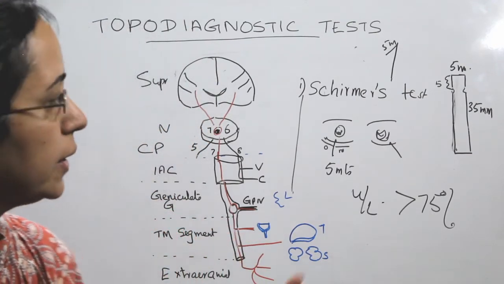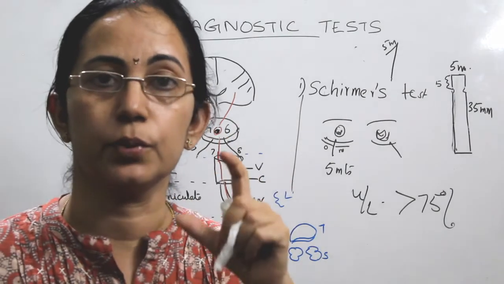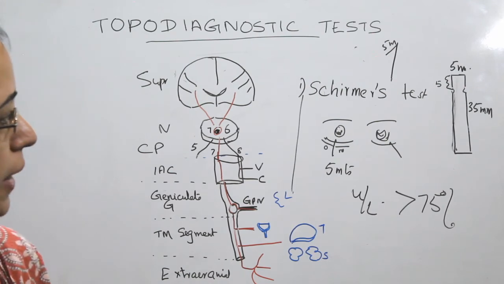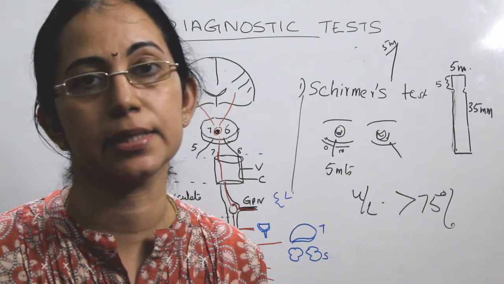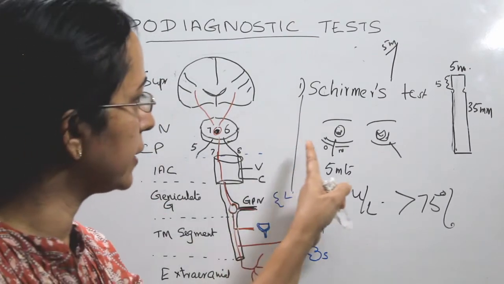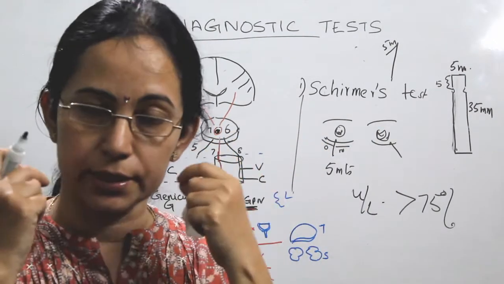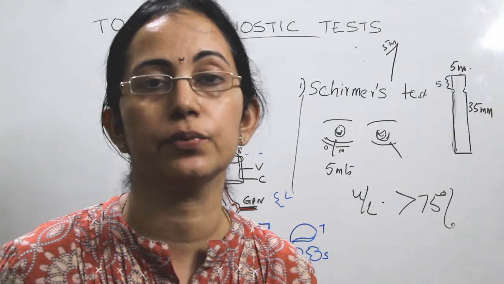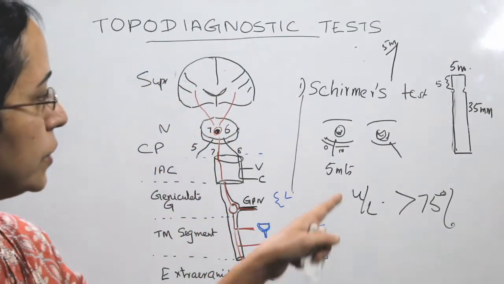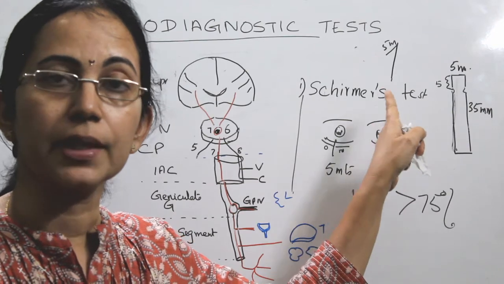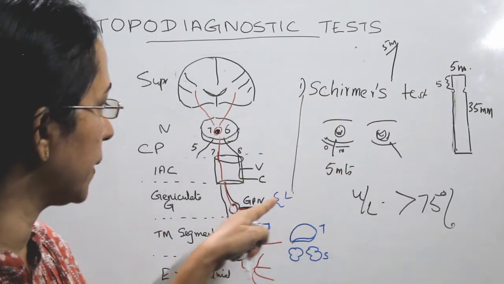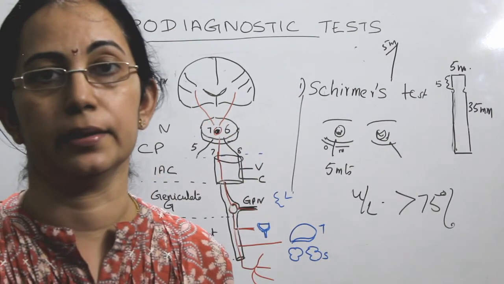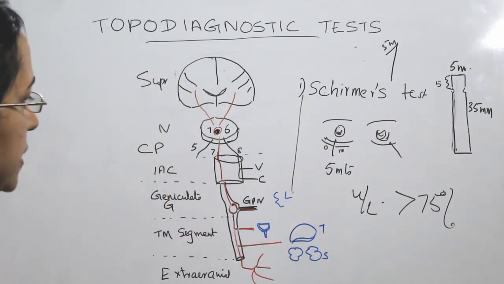Then what will you do? Take the length of the wetted portion of both eyes and add them. If the sum is less than 25 mm, it is taken as abnormal. So if the Schirmer test is negative, that means the greater petrosal nerve is normal and the lesion is somewhere below the geniculate ganglion. So that is about Schirmer's test.